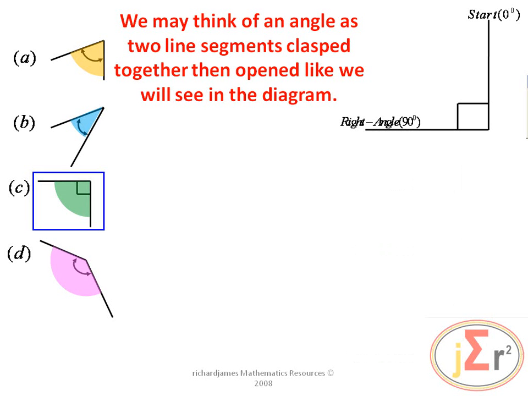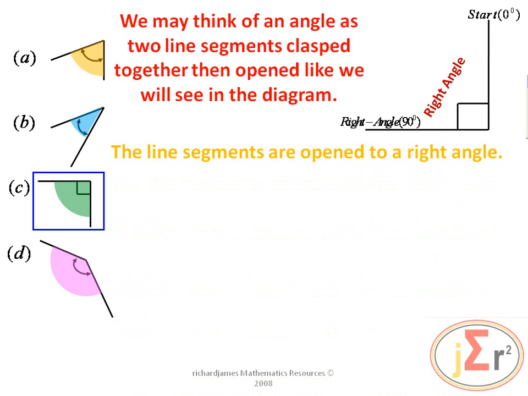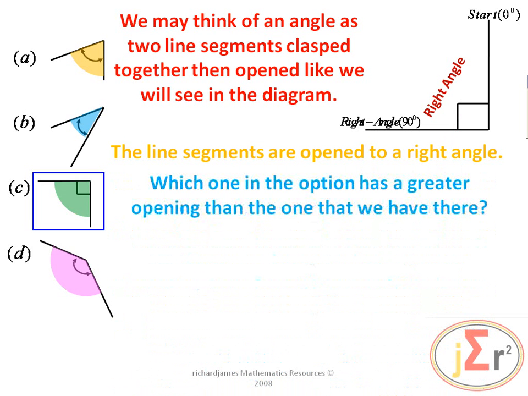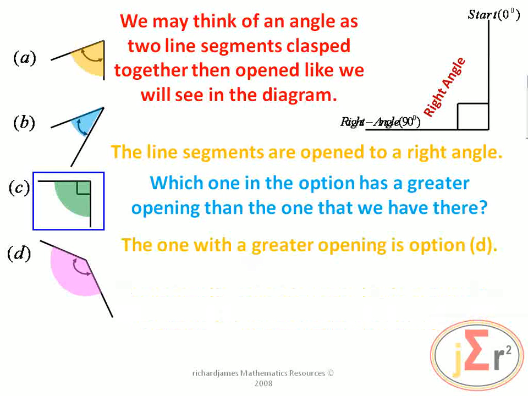Right, so that is your right angle, and that angle is also equal to 90 degrees. The line segments are opened to a right angle. Which one in the options has a greater opening than the one that we have there? The one with a greater opening is option D.